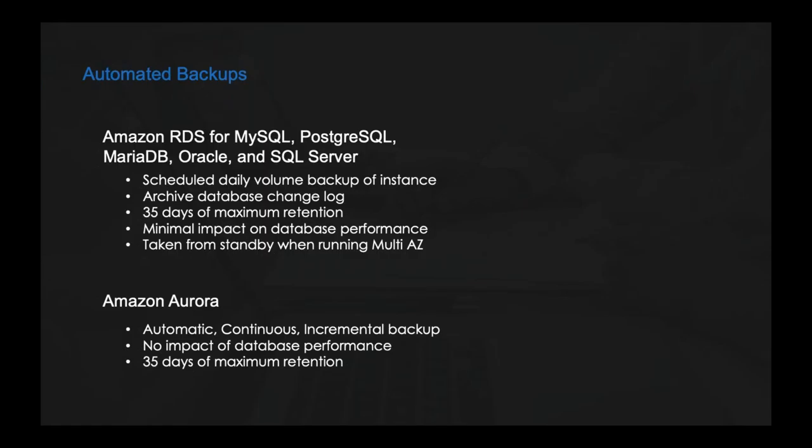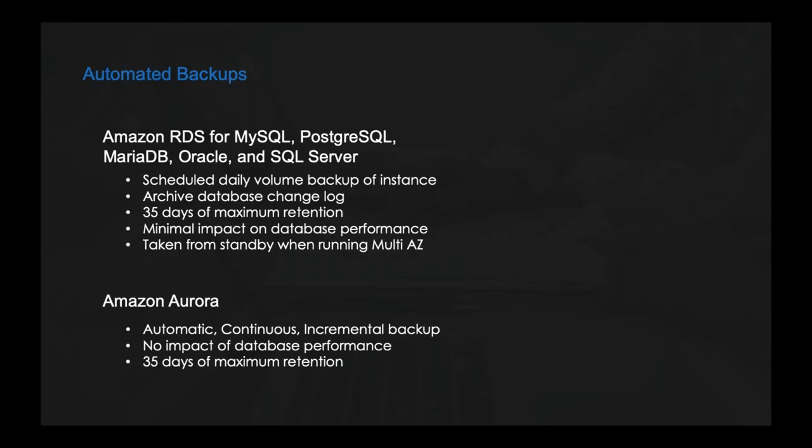When it comes to Amazon Aurora, the replication is basically automatic, continuous, and incremental backup. Can you tell me what is incremental backup? We have seen this incremental backup in EBS. It will take only the latest changes. Yes, it will take the delta change in the database.